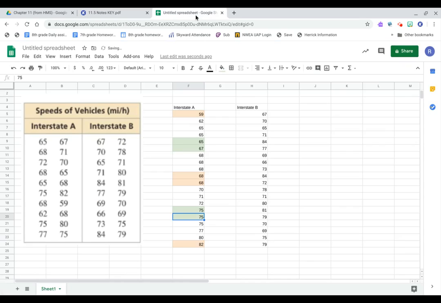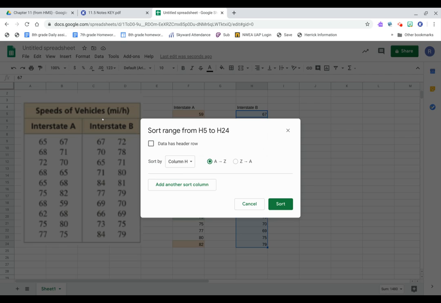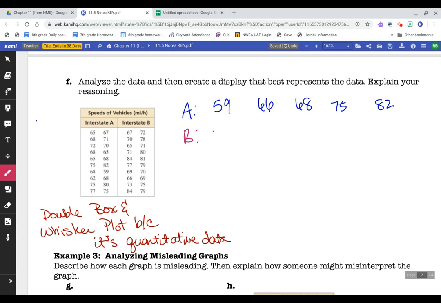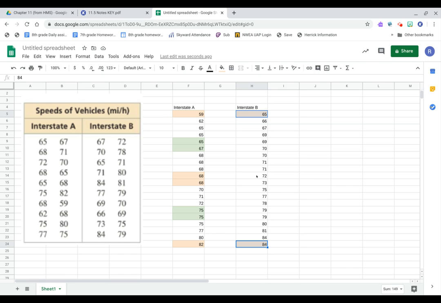Let's do the same thing using Google Sheets. So we have our information that I typed in, and I need to sort it so that it goes from least to greatest. The minimum value will be 65. The maximum value will be 84. We have 65 and 84. Let's find the median in quartile 1 and 3.